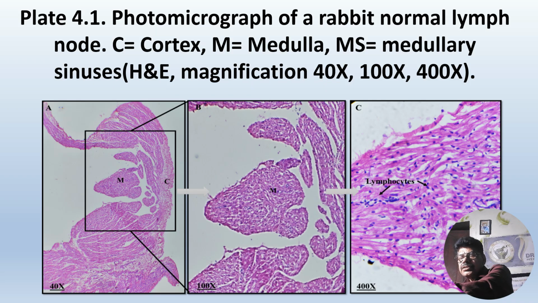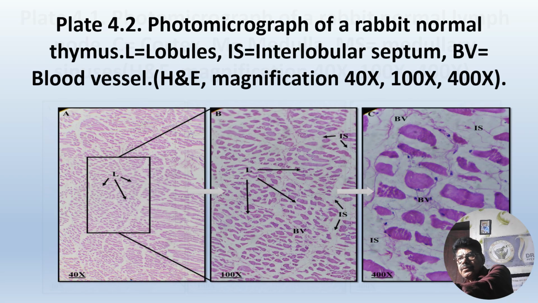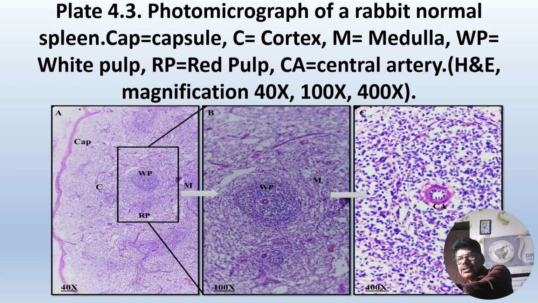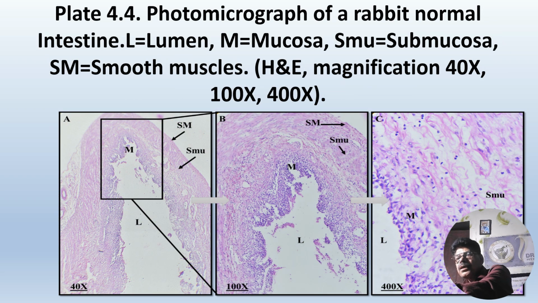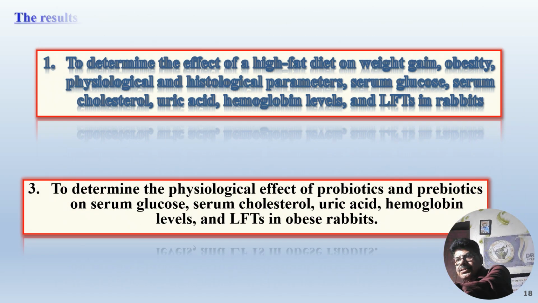In the photomicrograph of the rabbits, the lymph nodes have shown significant change in group C, and the intralobular lobules also showed a different histological structure in group C. The photomicrograph of the spleen has shown significant changes in group C, whereas the rabbits with a normal intestine have shown significant changes in the intestinal structure.